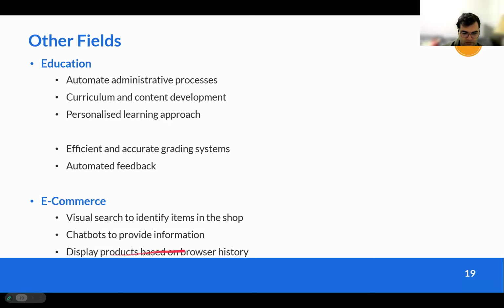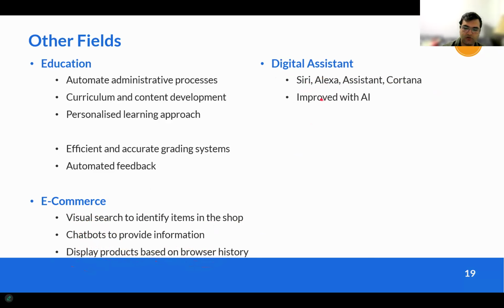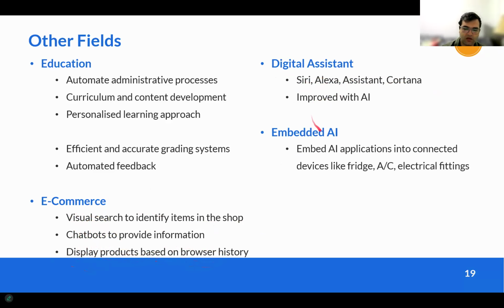Okay, visual search, which displays products based on browser history. Recommendation algorithms are another huge way that AI is being used, right? Going from e-commerce to videos to reels to TikToks, everything that you watch has a role for AI. And this one is, of course, Siri, Alexa, and all those. They have AI now.